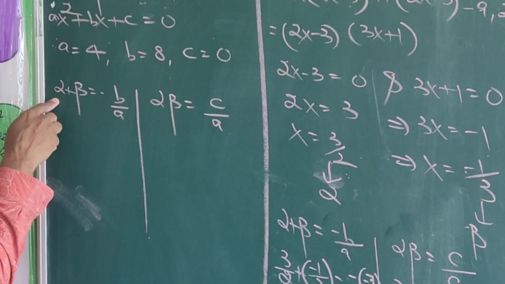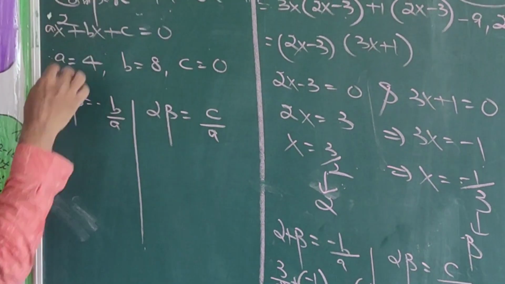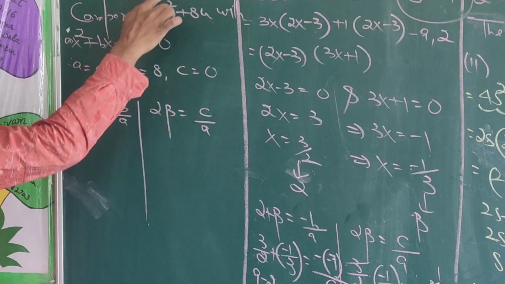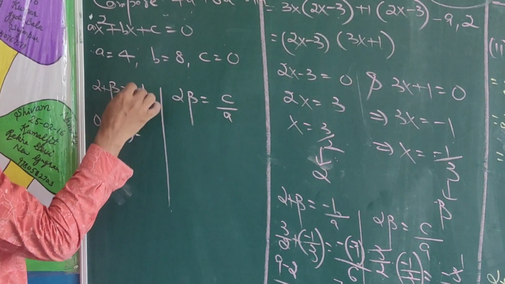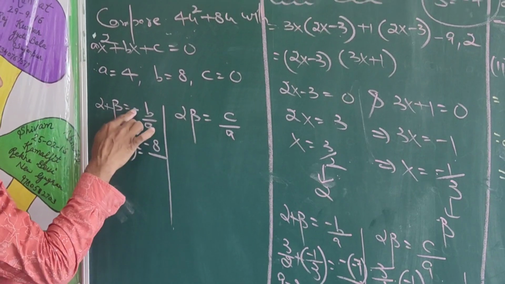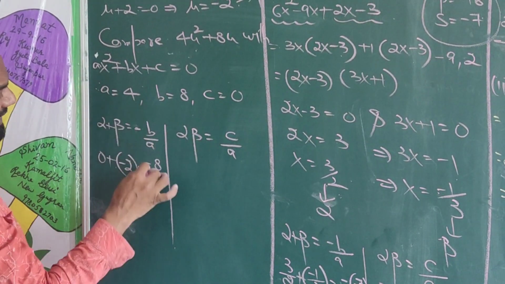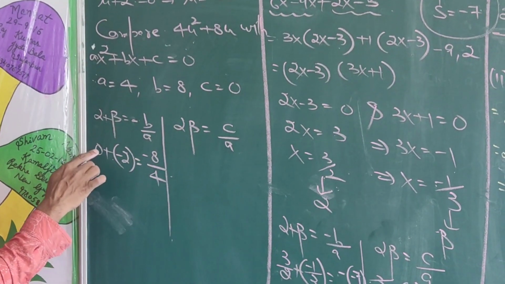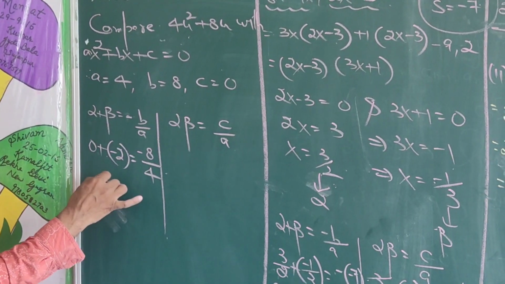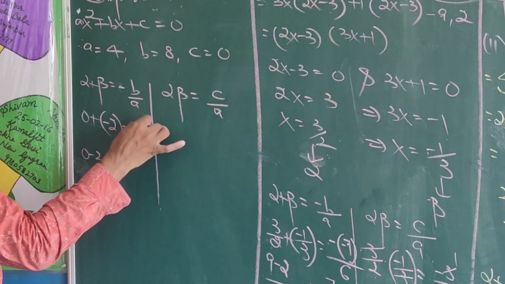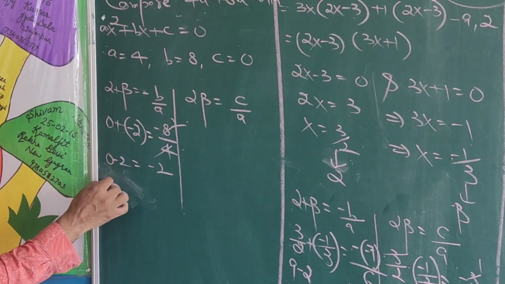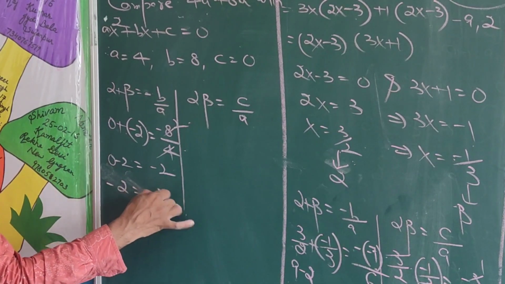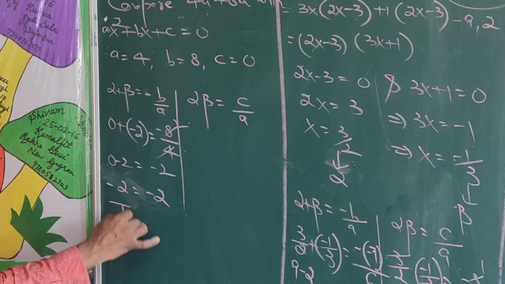So first of all, the sum of zeros alpha plus beta is 0 plus minus 2, which is minus 2. Minus b upon a: the value of b is 8 and the value of a is 4, so it is minus 8 upon 4, which is minus 2. So minus 2 equals minus 2, which is true.